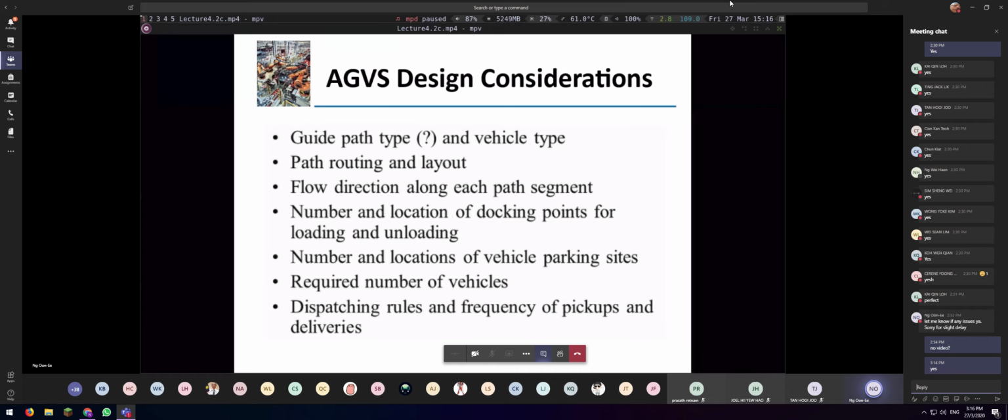How many vehicles do you need? What are the rules? What's the frequency of pickups and deliveries? These design considerations depend on your application, of course. Not all of these are flexible, and so you need to design to fit the constraints of the system.